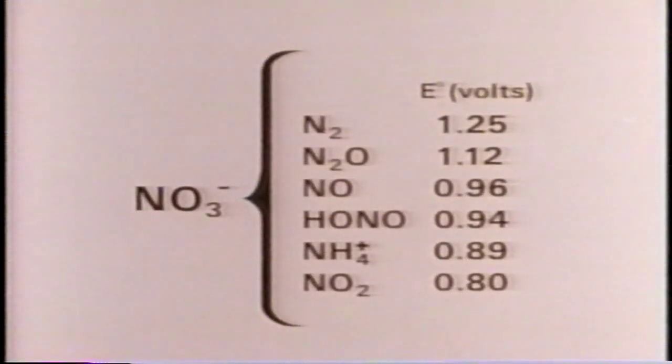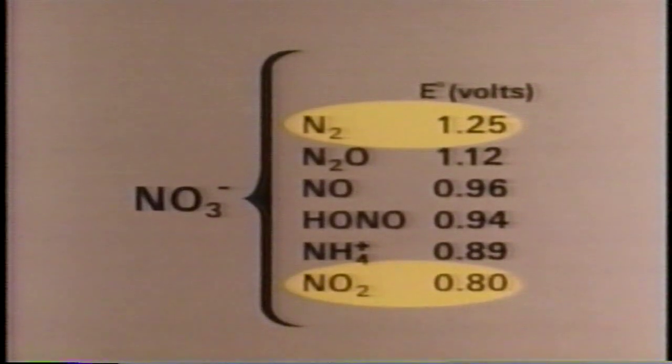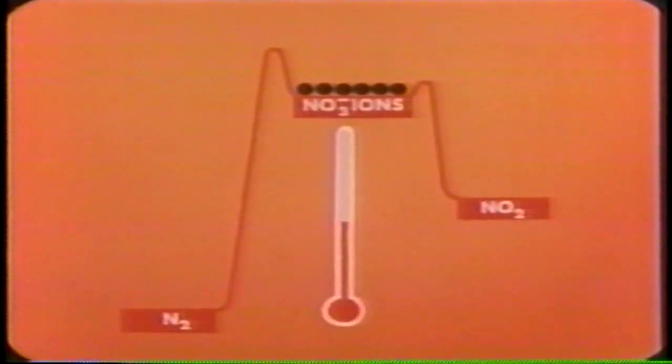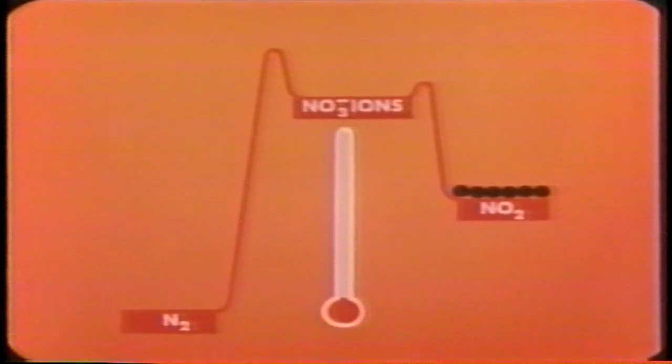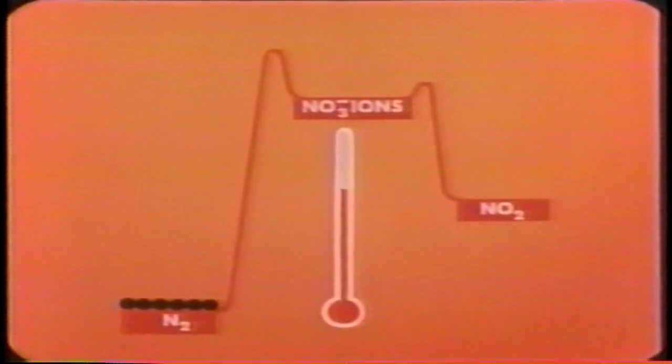The E0 values tell us that both these reactions are possible. But the availability of energy in the system, that is, the temperature, plays a major role in determining which reaction predominates. We have observed that a low temperature favors the product nitrogen dioxide gas. If we want to favor nitrogen gas as a product, a high temperature is required.